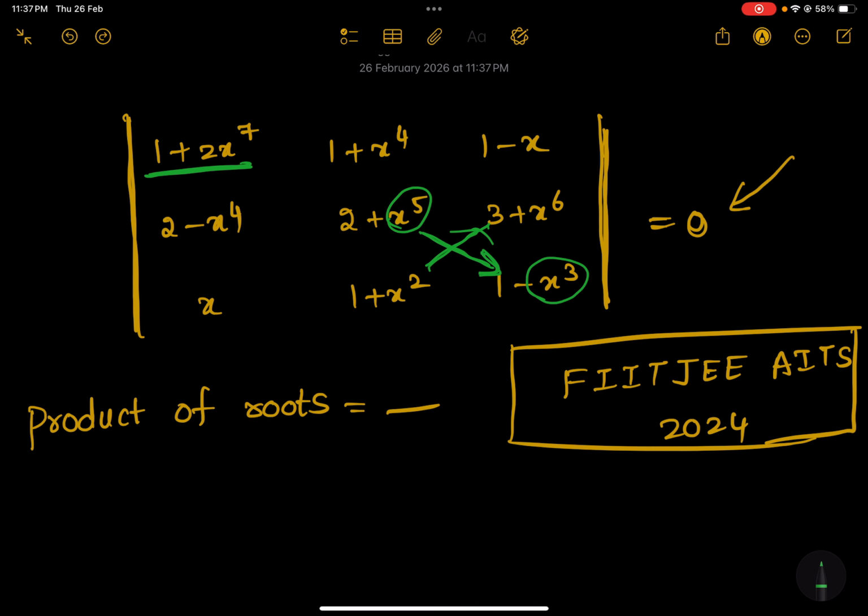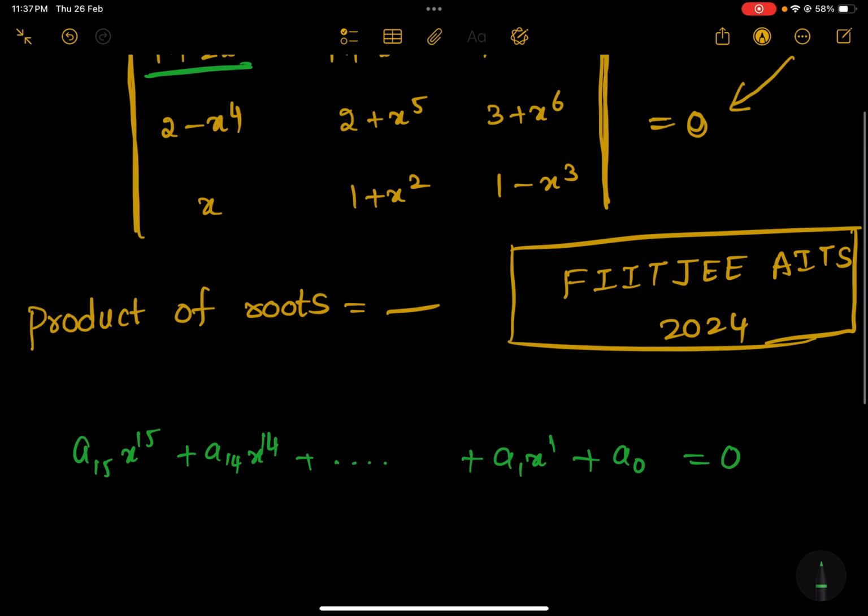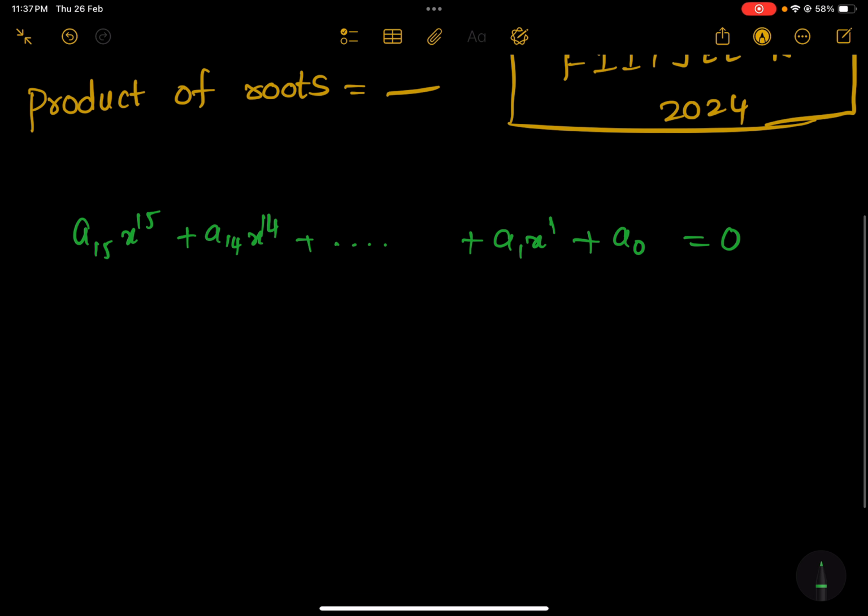So you can write the polynomial as a15 x to the power 15 plus a14 x to the power 14 plus, and so on, a1 x to the power 1 plus a0, is equal to 0. This is how it will look. Now if you want to find the product of the roots, you know the formula. This is an odd degree polynomial, so the product of the roots will be minus a0 upon a15.